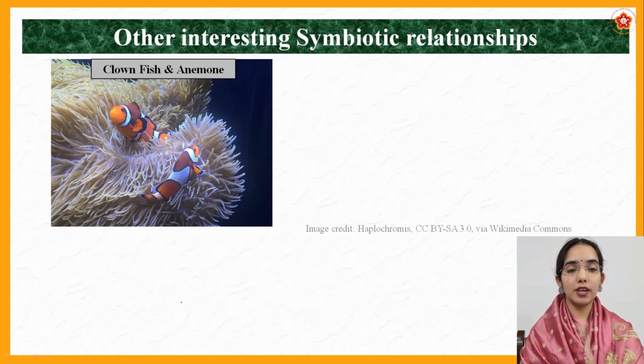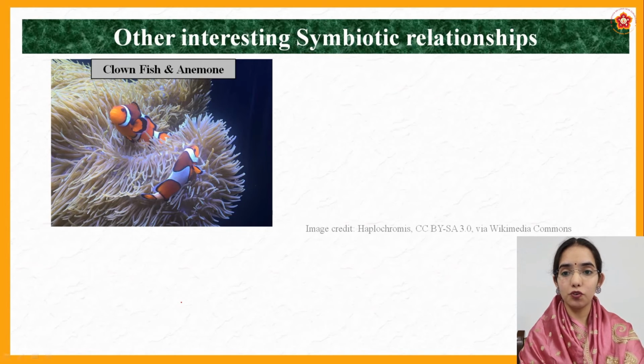Other interesting symbiotic relationships. You can see this fish over here. It's called the clownfish, and it is living amongst anemone. So they have an interesting relationship. What happens here is that whenever a predator comes to eat the clownfish, this clownfish will quickly go and hide inside the anemone. And the tentacles of anemone protect this clownfish from the predators.